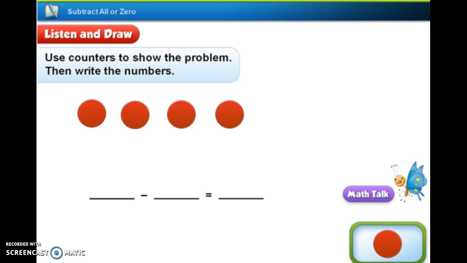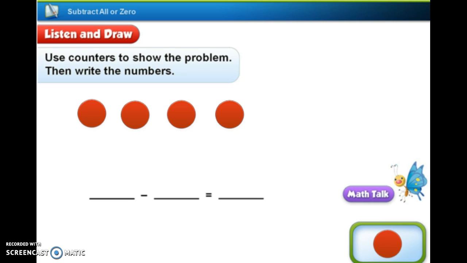0 toys are taken off the shelf. Circle the toys that are taken off the shelf. I can't circle 0. 0 is nothing. 0 is a placeholder. So I'm not going to circle any of my circles.